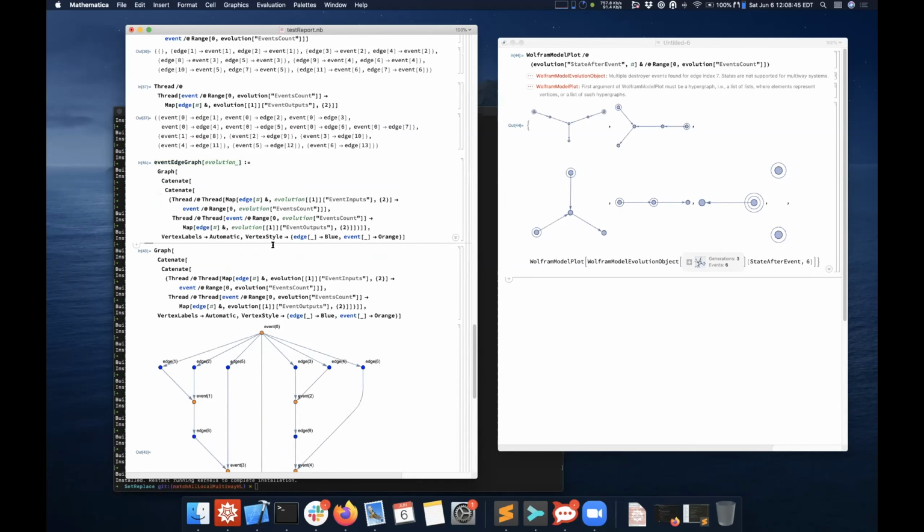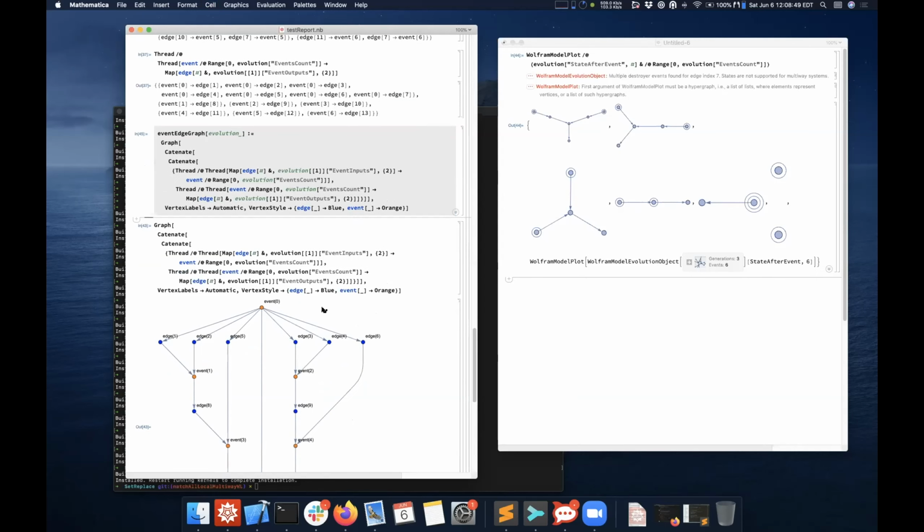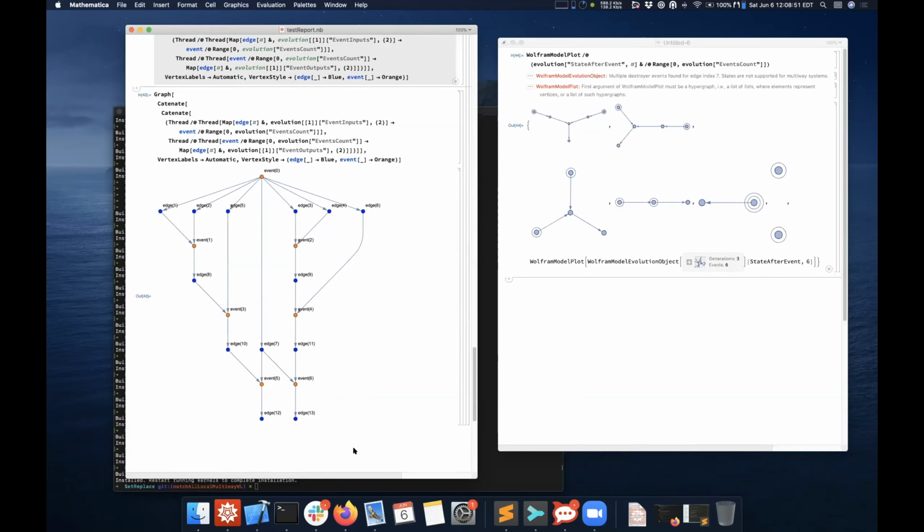I like this way of showing edges turn into events. I mean, this is basically the evolution events graph, but shown at the level of individual edges. Yeah, exactly. And what's nice about it is you can see, for example, two causal edges coming out of this edge, you can see the branch. Yes.